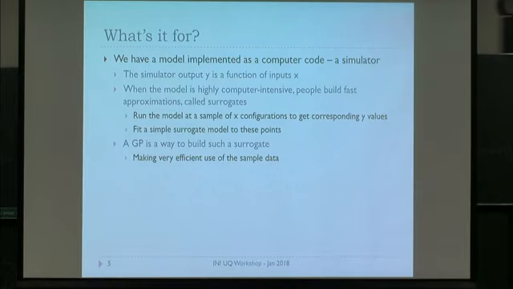Because when the model's highly computer intensive, people build fast approximations. Approximations are typically called surrogates. And they run the model at a sample of X configurations, so they get actual data from the model, and then they approximate to those points, build their surrogate around those points. And the Gaussian process is one way of doing that. It's actually quite an efficient user of the data that you give it.